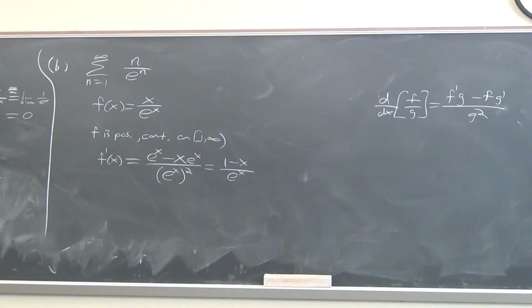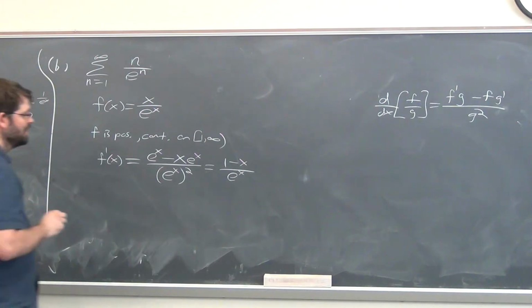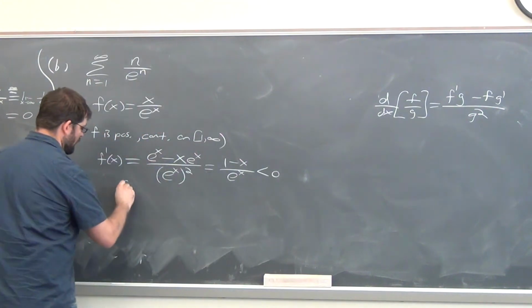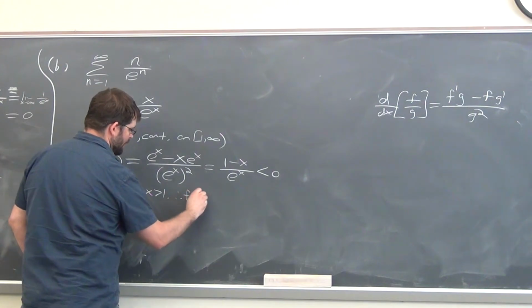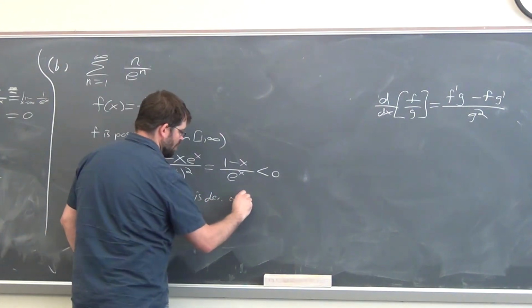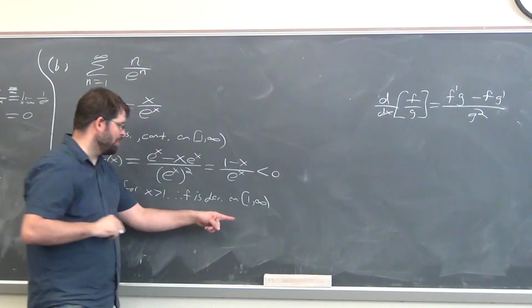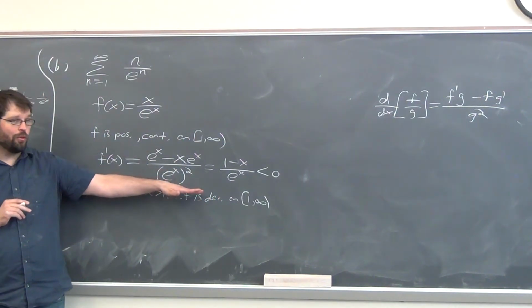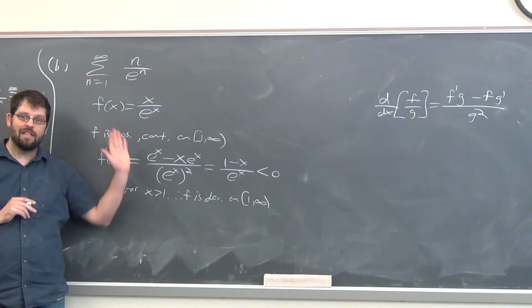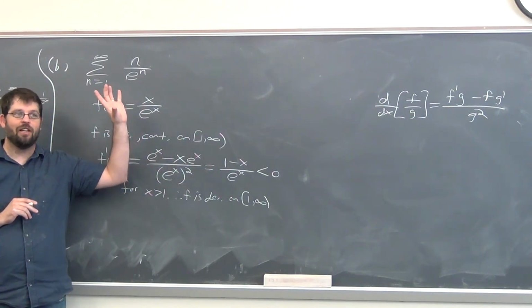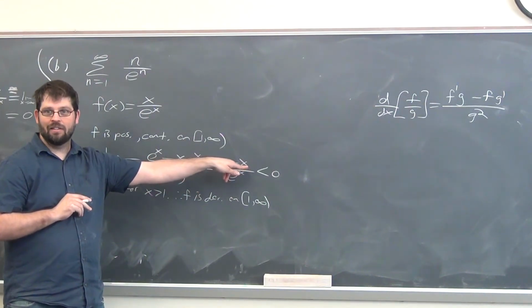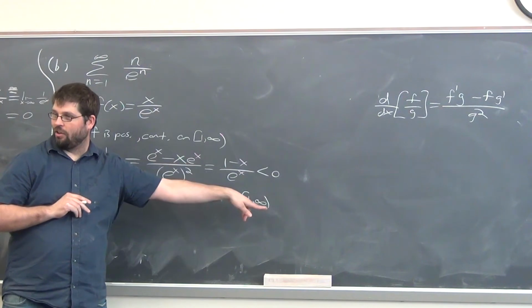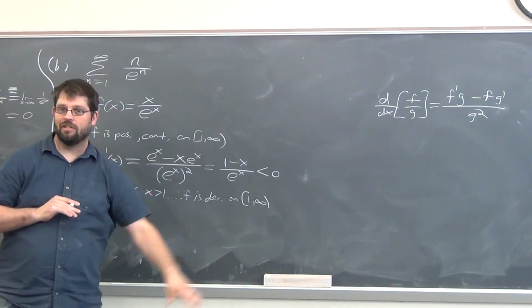Yeah, it is. Once x is bigger than 1, right? You get 1 minus x. So this is less than 0 for x greater than 1. Therefore, f is decreasing on 1 to infinity. And maybe I should have picked a different example, because this is right where I said before, right? I don't really care that it's decreasing exactly on 1 to infinity. I care that it eventually decreases. So if this was 1,000 minus x, it would be negative once you're bigger than 1,000, and that's good enough, right? It eventually is decreasing.